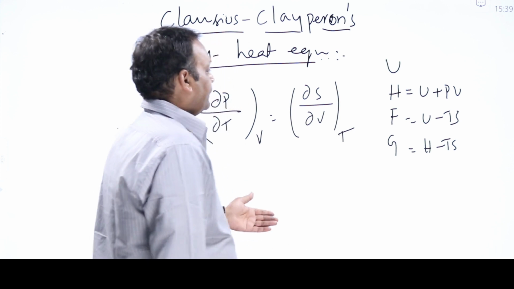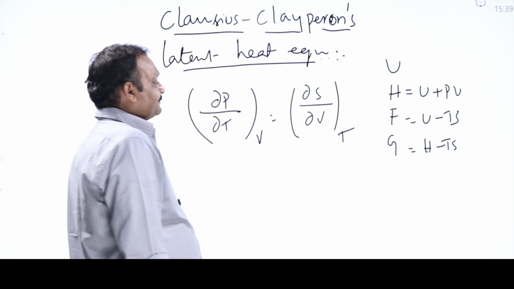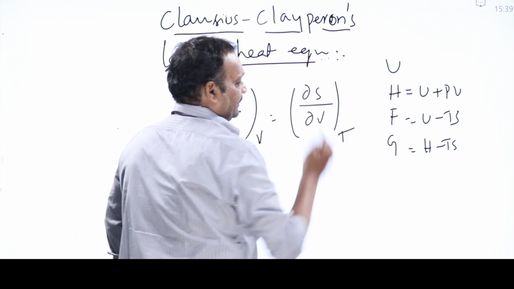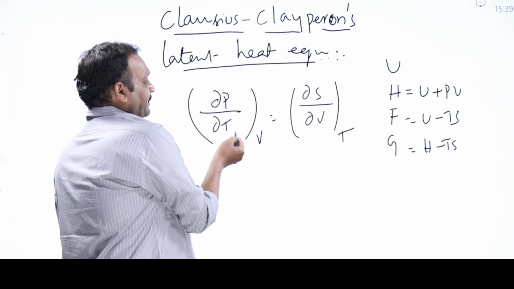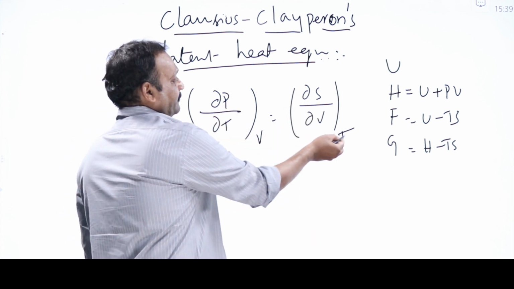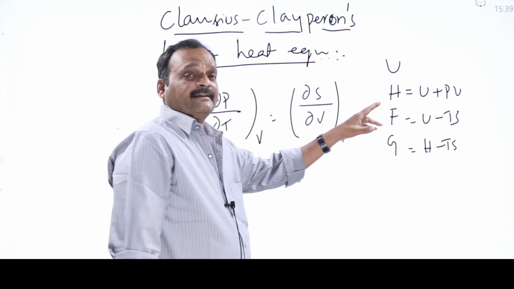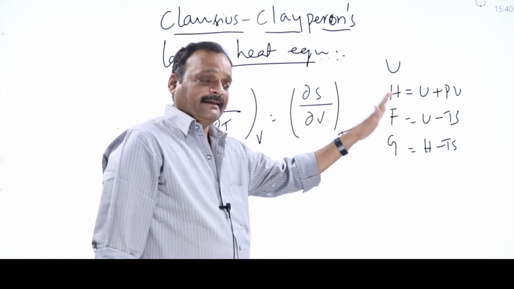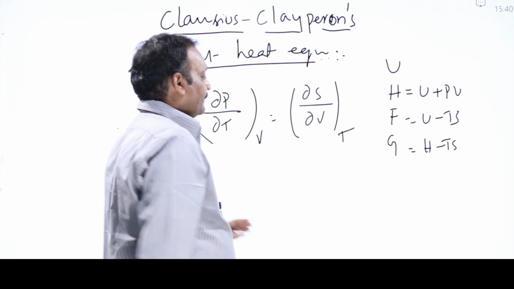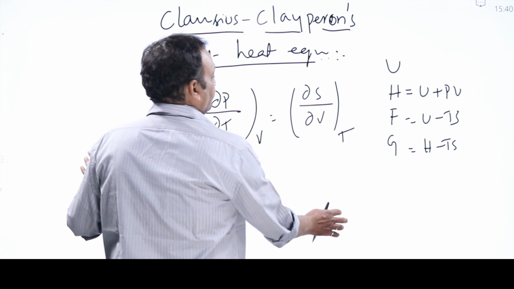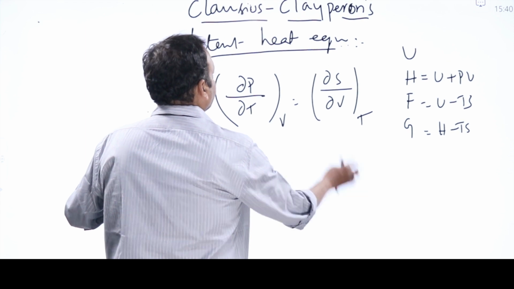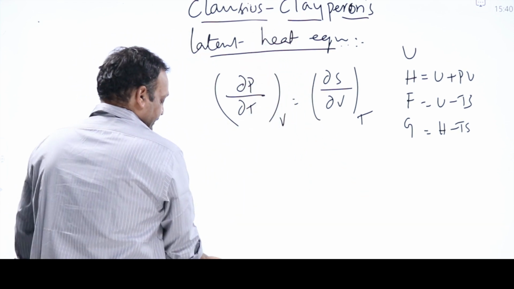Now take an equation which has come from the Helmholtz free energy equation: dou P by dou T at constant V equal to dou S by dou V at constant T. From this Maxwell's equation, in some books you'll find it as third equation, in some books as second equation, does not matter. Now from this equation, we get Clausius-Clapeyron's latent heat equation.